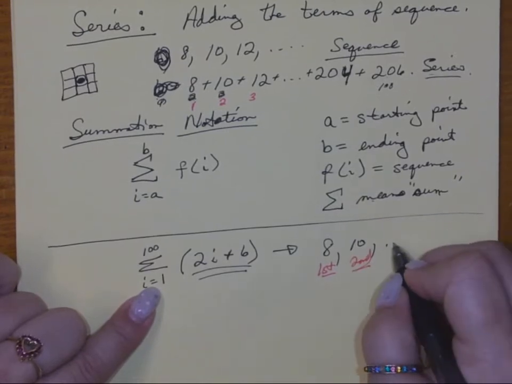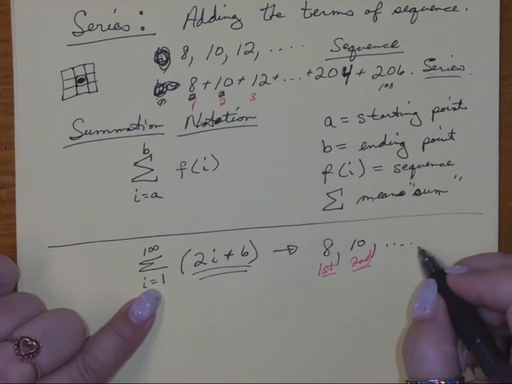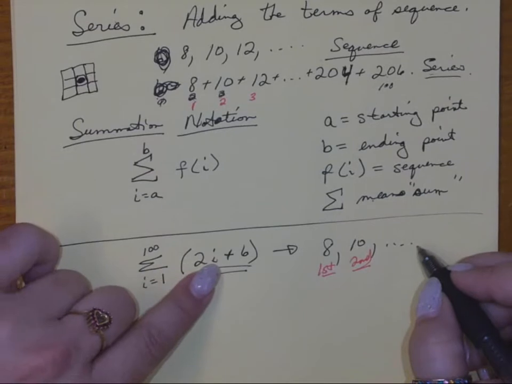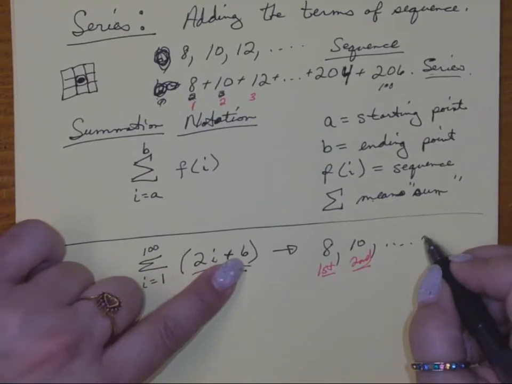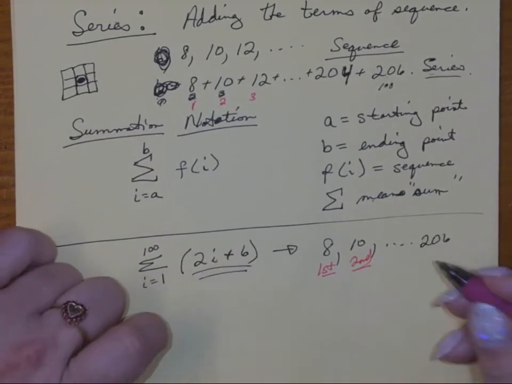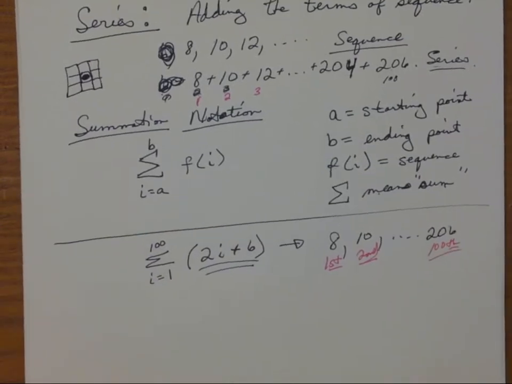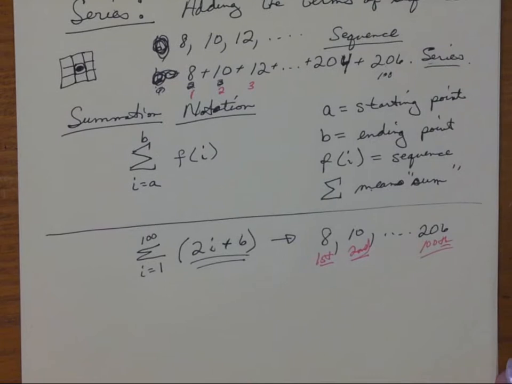And so on and so forth, all the way up until I stick in 100, that's my top number, right? So 2 times 100 is 200 plus 6 is 206. And that's my 100th term. Okay, 100th term. So that would be what I would get as the sequence.